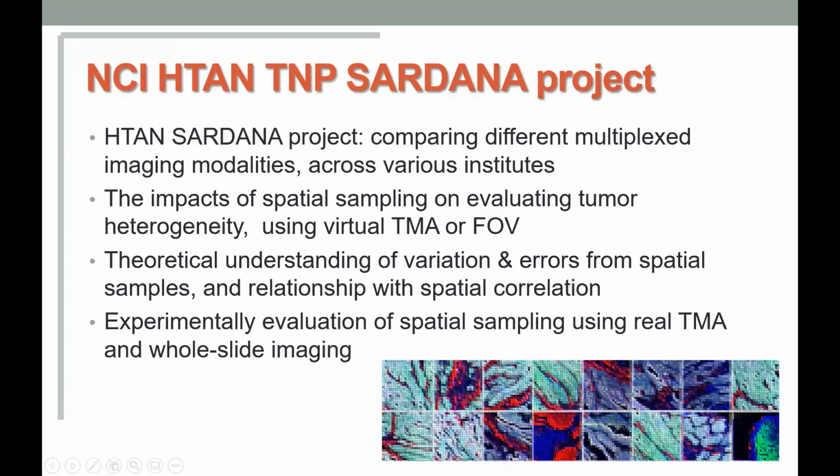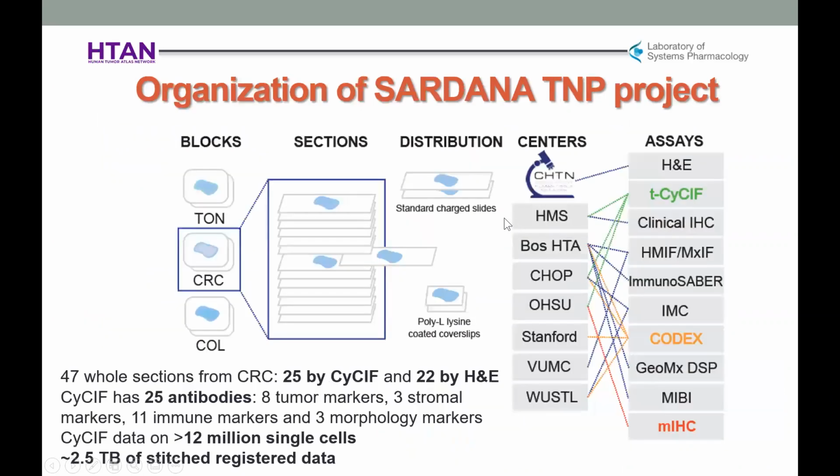We are working with the NCI-sponsored Human Tumor Atlas Network, and one of our project focuses is asking the question, trying to compare different image modalities as well as some important criteria within this spatial imaging, and one of them happens to be the impact of spatial sampling on the result. This is a multi-institute collaboration, and we are trying to distribute colorectal cancer tissue samples in serial sections and send them to different centers, and each center will use a different image modality to probe.